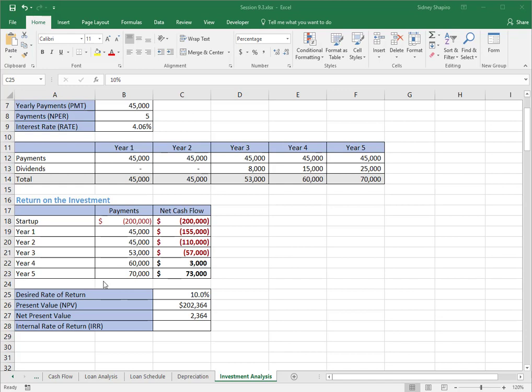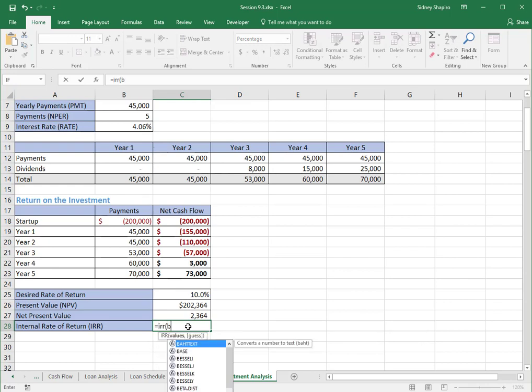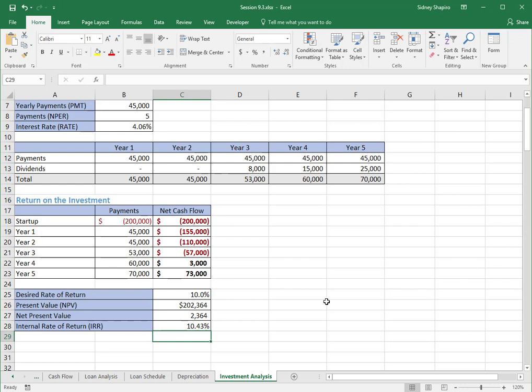Okay, so next we're going to talk about the internal rate of return. Read through on page 574 and 575, and we're going to start off at the bottom of 575. Okay, so we're going to click on cell C28, and we're going to enter IRR B18 to B23. Okay, so we get back 10.43, and this is the initial investment and returns the investors can expect. The internal rate of return is 10.43 in cell C28.